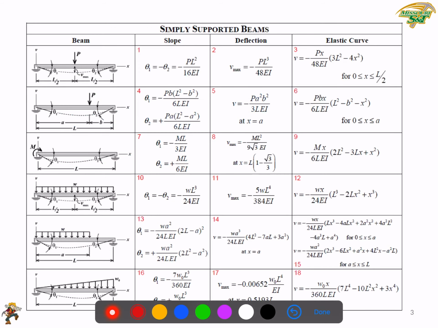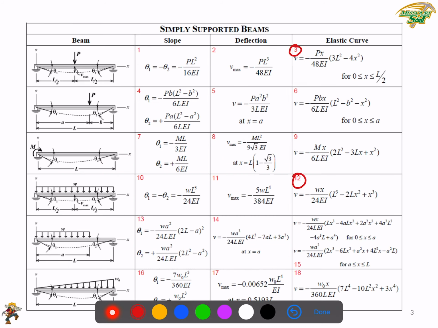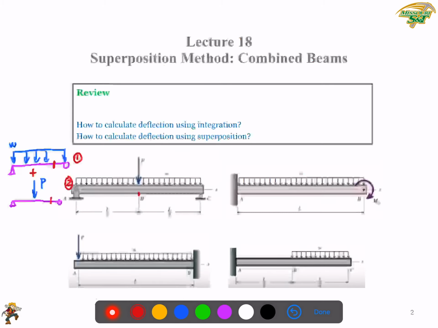From these two tables, for beam 1 you get equation 12, and for beam 2, the concentrated load, you get equation 3. You can use these two equations to calculate the deflection at any random point. If you only care about the maximum deflection, which is at the middle of the span, you can directly use equation 11 and equation 2. Add them together and you will get the overall deflection.